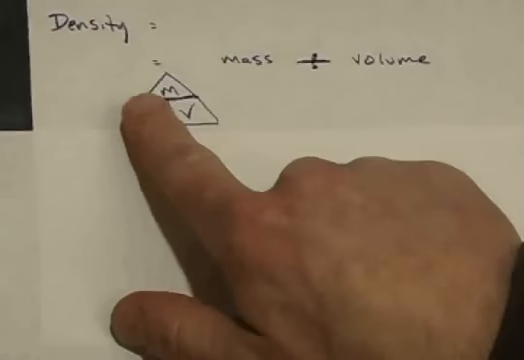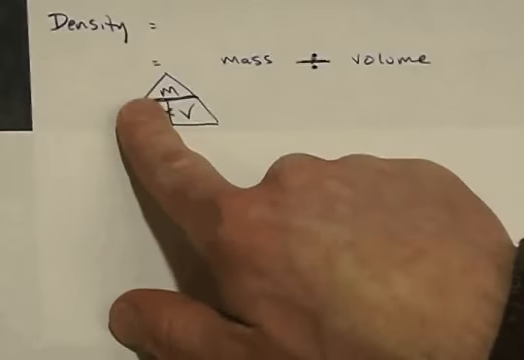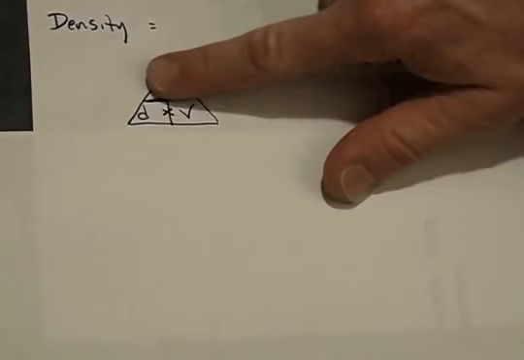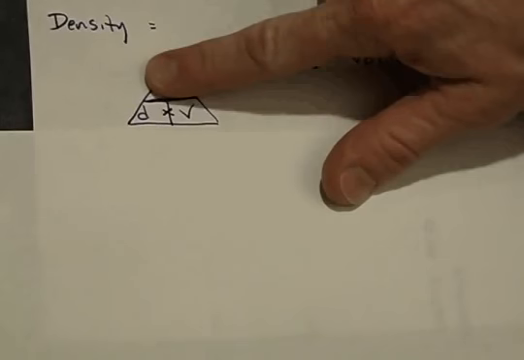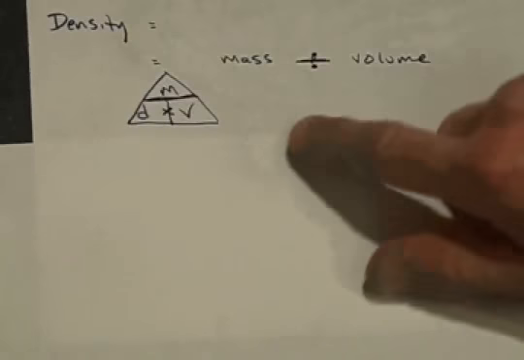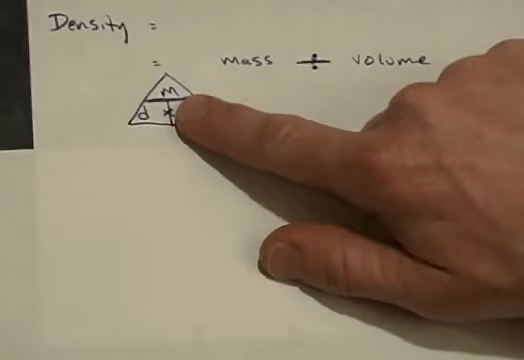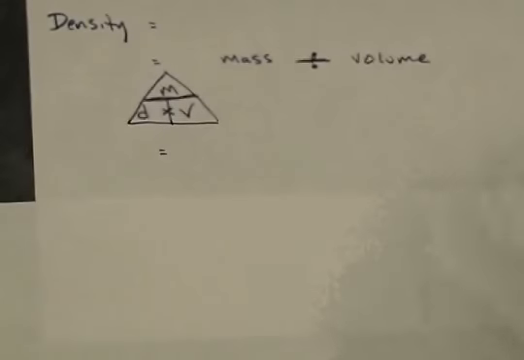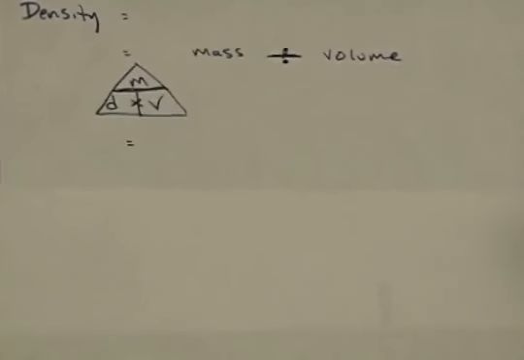So if you want to know density, cover that up with your finger. It's equal to mass divided by volume. If you want to know mass, cover up the m with your finger, and it's equal to density times volume. If you want to know the volume, cover up the v with your finger. It's equal to mass divided by density. We'll do a number of these types of problems as your homework in class, and I'll do some samples in this or another video cast as well.